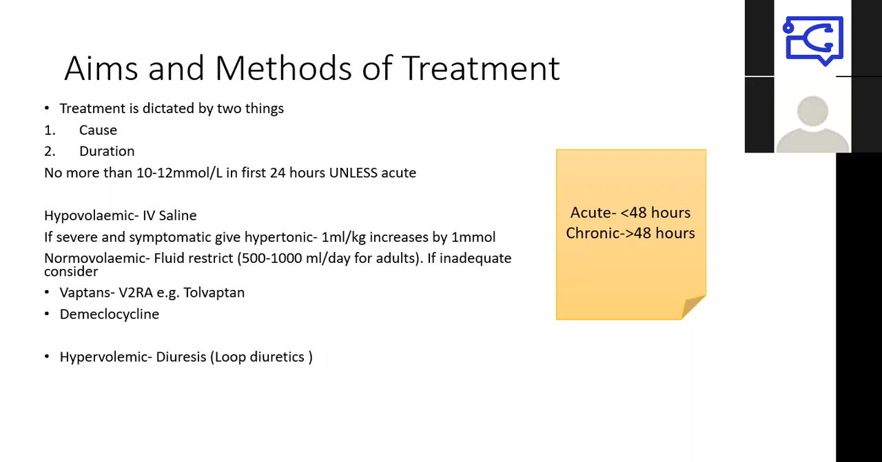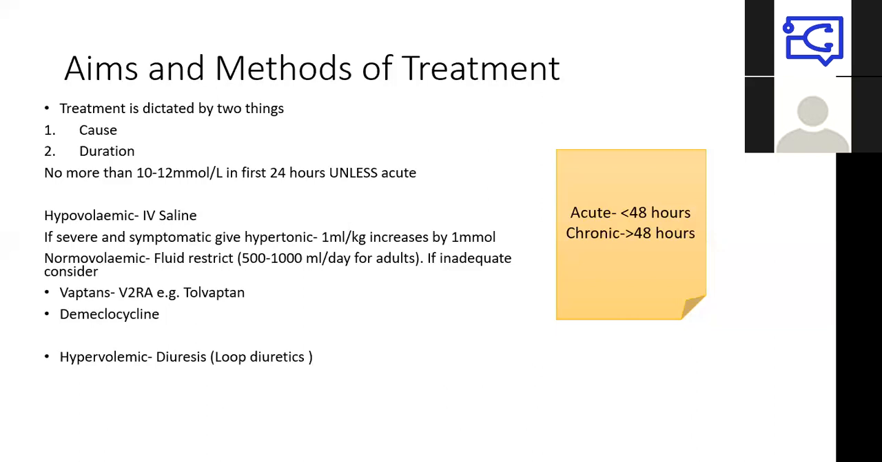So you can use demeclocycline. Demeclocycline is used in the textbooks, but basically that blocks ADH action. So you form then a nephrogenic diabetes insipidus. That is where the kidneys are now insensitive to ADH, and so what you will get is effectively clearing of excess water, and then you will artificially raise your sodium level.